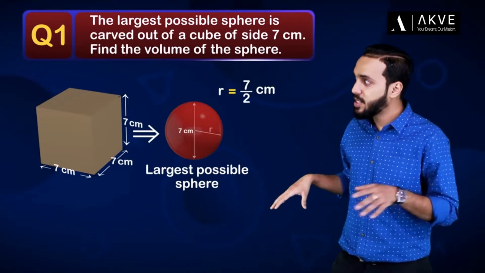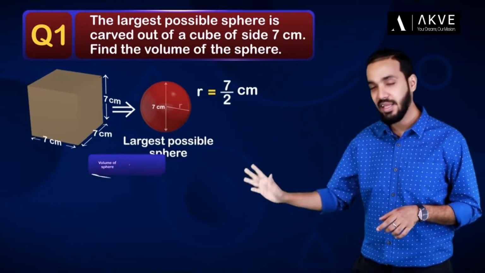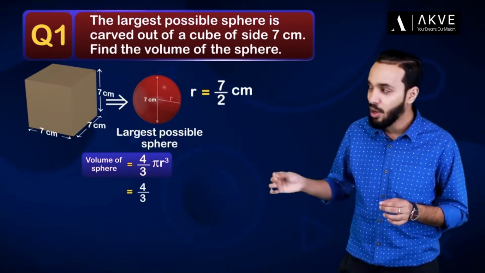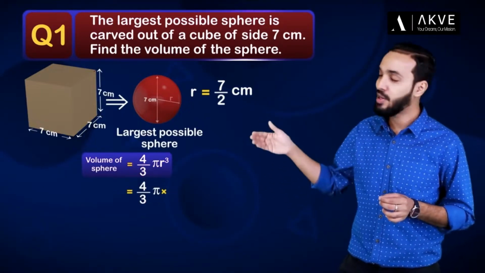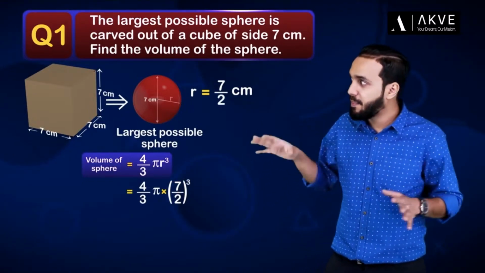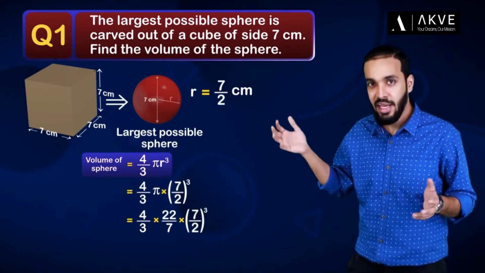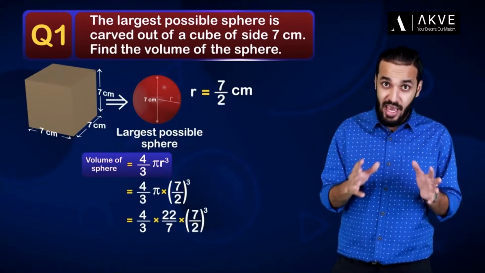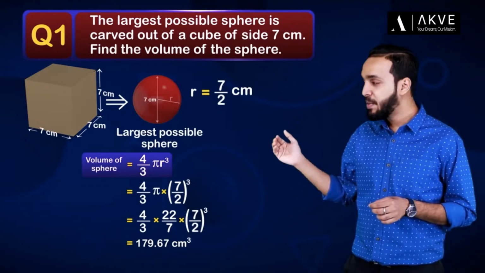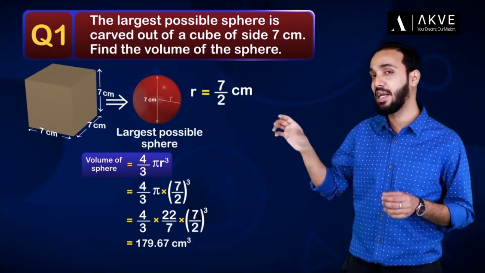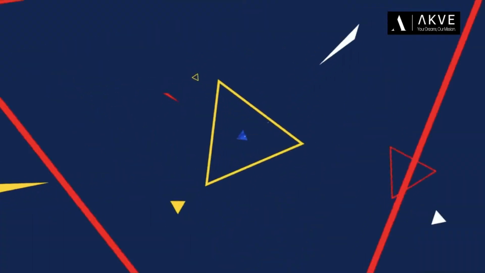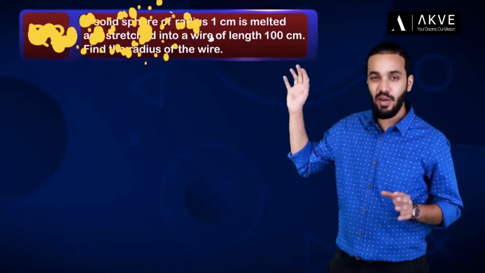Then, on substituting this value in the formula, we get the volume of the sphere is equal to 4 by 3 pi into (7 by 2) whole cube. Now, on using pi is equal to 22 by 7 and simplifying, we get the volume of the sphere is equal to 179.67 cubic centimeters. And that, my friend, is your answer. Moving on to the next question.